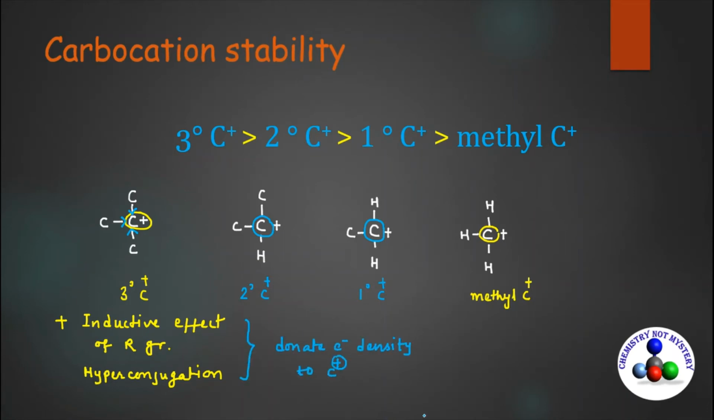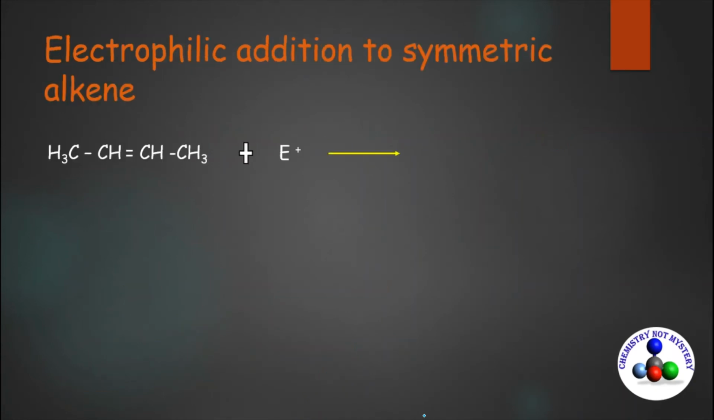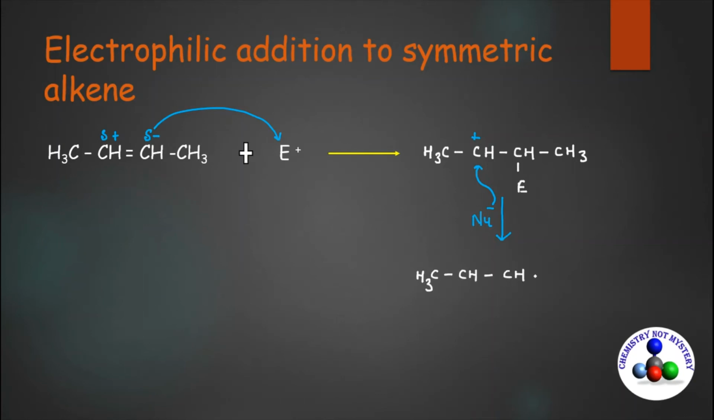Now see the electrophilic addition to symmetric alkenes. When the electrophile approaches the pi bond, electron density shifts towards either of the sp2 carbons and it develops a partial negative charge and forms a bond with the electrophile. The other sp2 carbon develops positive charge to which the nucleophile gets attached.